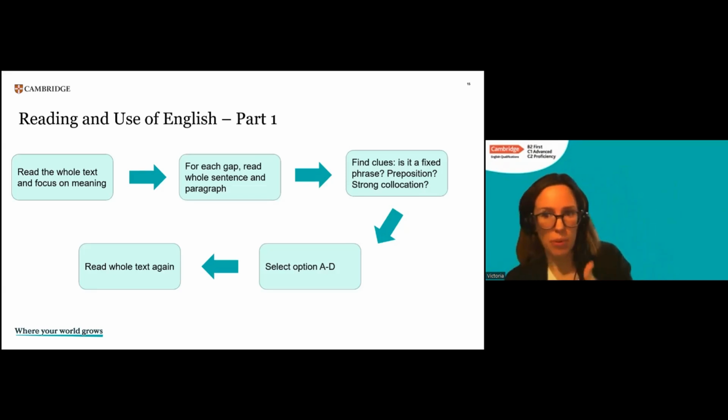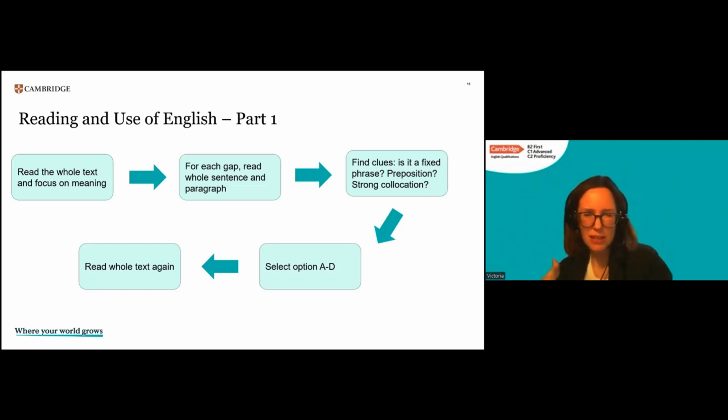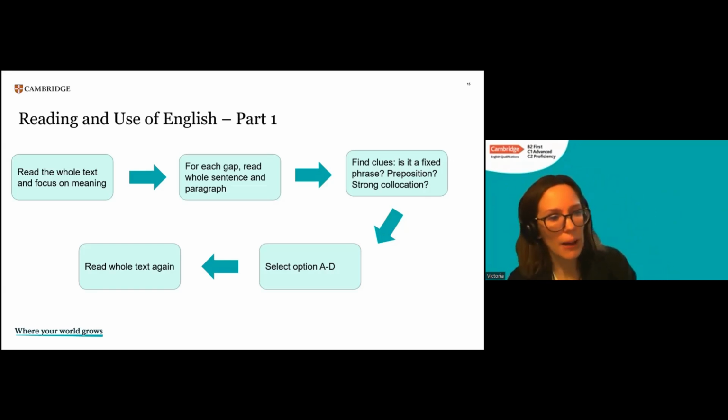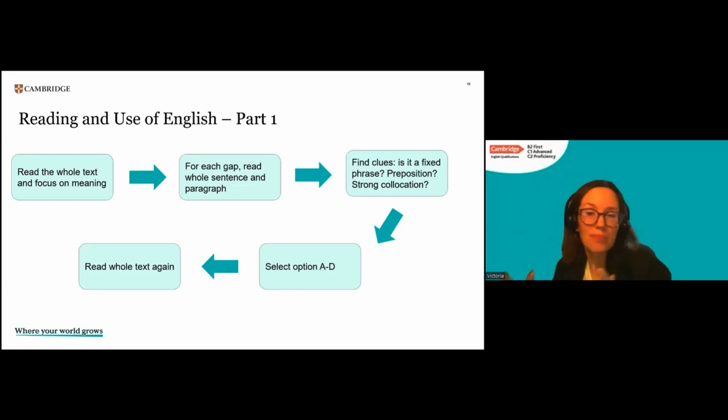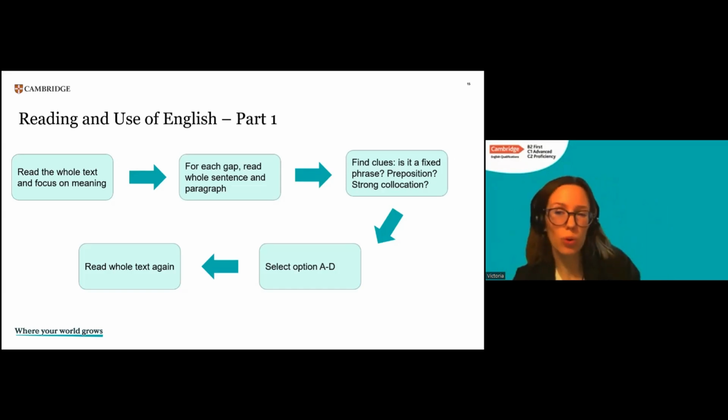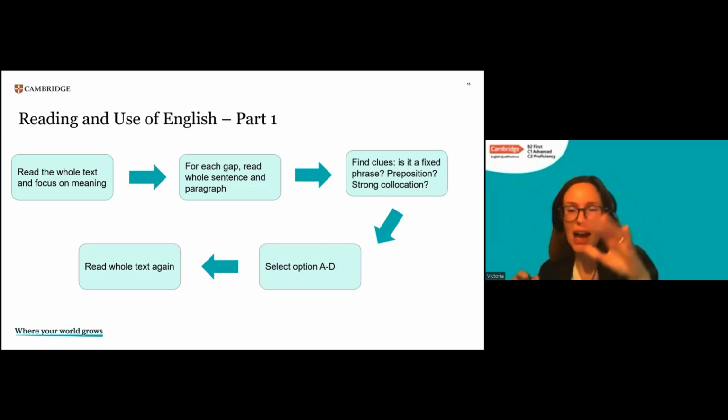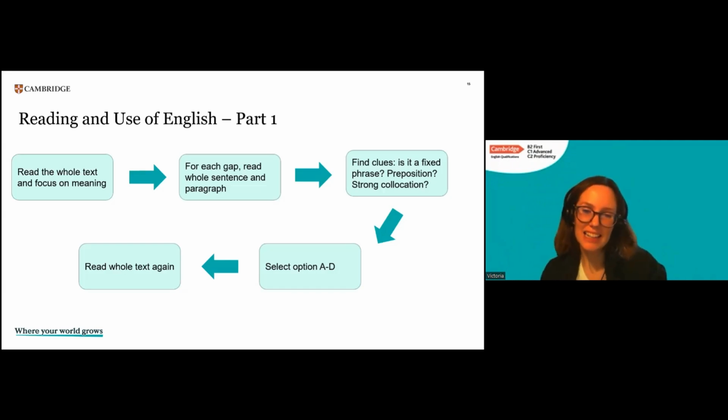Try to identify clues. Do you think you need a preposition? Maybe they are testing a strong collocation. Just start thinking about what we may be after. Then choose the option A to D. I think David would agree that it is a good idea maybe not to look at the options and just try to come up with the option you think is correct without looking at them, because at this level they may be a bit too tempting. And then when you have an idea, you can go on and look at the options.